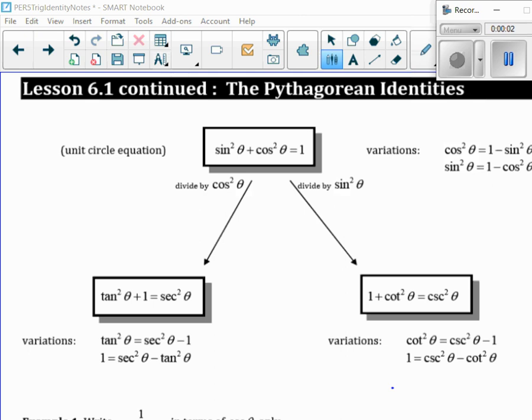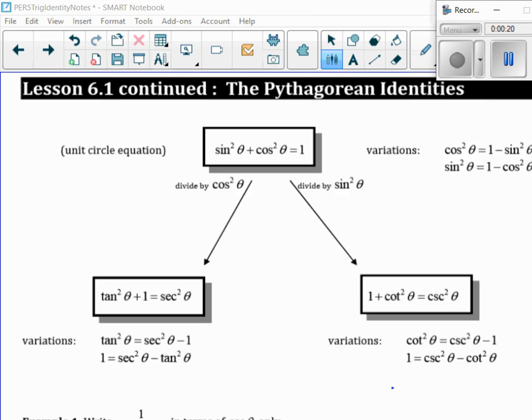Does everybody remember that sine squared theta plus cos squared theta equals 1, and where it comes from? Where does it come from? The unit circle. Okay, so this is provided on your formula sheet. I just handed out your formula sheet. So you're given this, but any variation of this you have to be able to know.